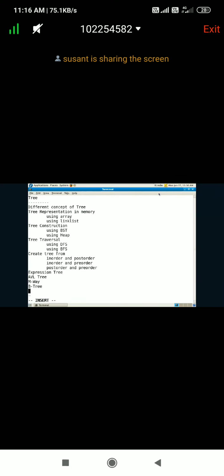Please write down the different concepts of a tree: representation in memory using array, using linked list; tree construction using BST, using heap; tree traversal using DFS and BFS; create a tree from in-order and post-order, in-order and pre-order, post-order and pre-order; then expression tree, AVL tree, B tree.